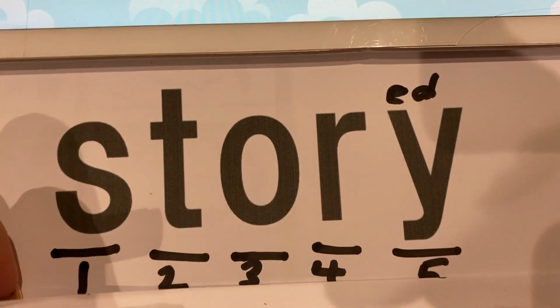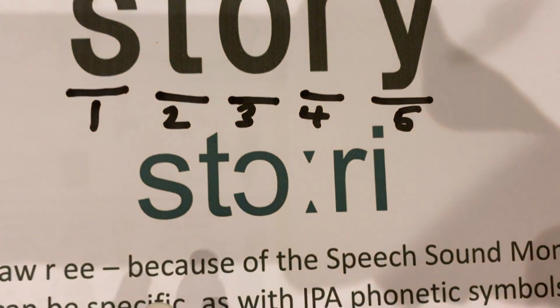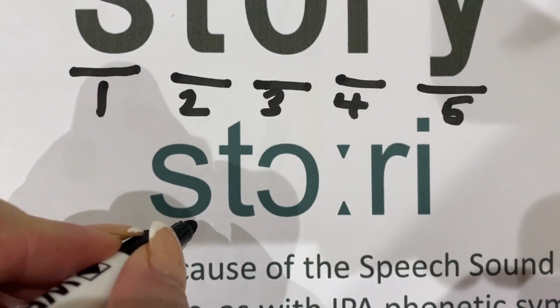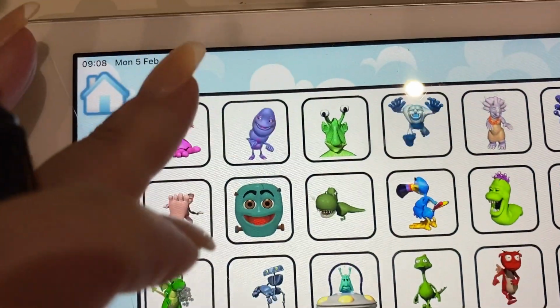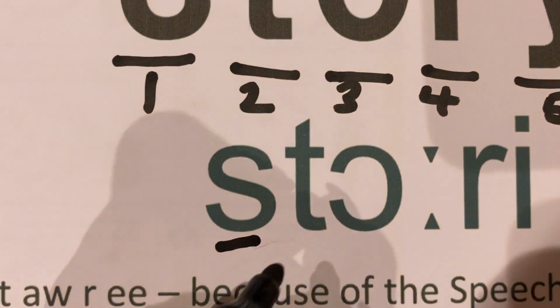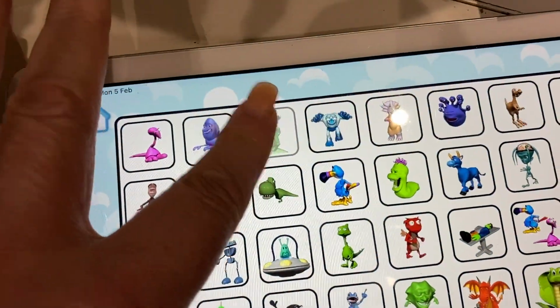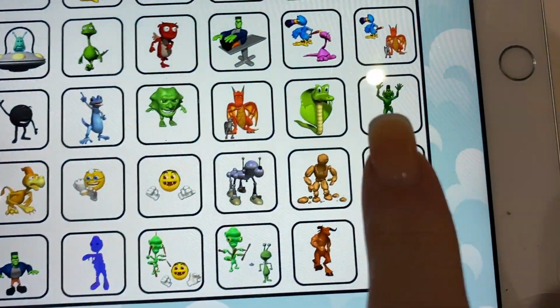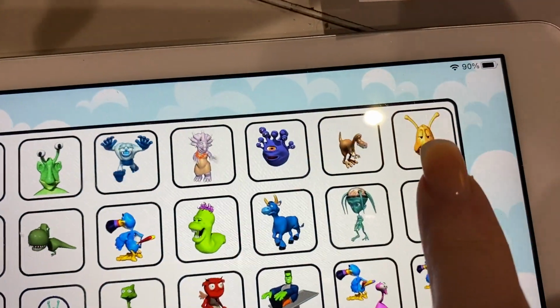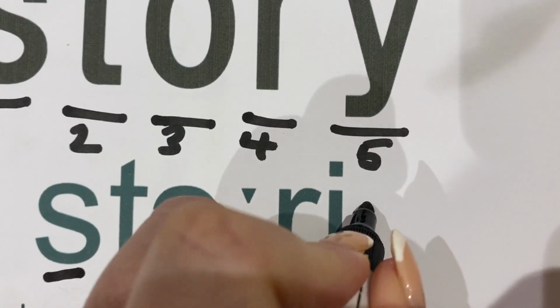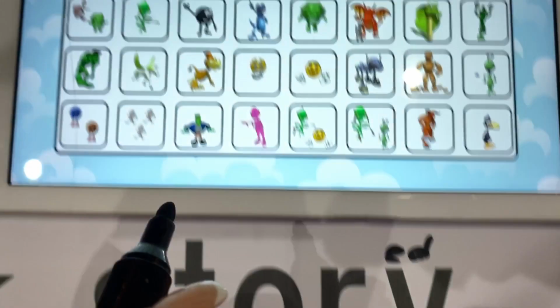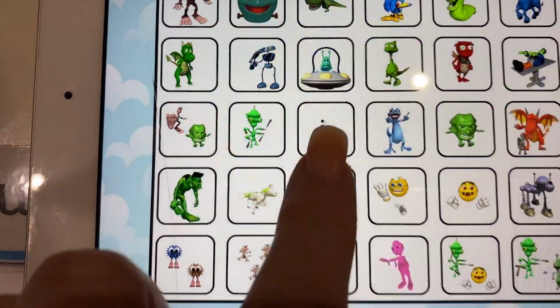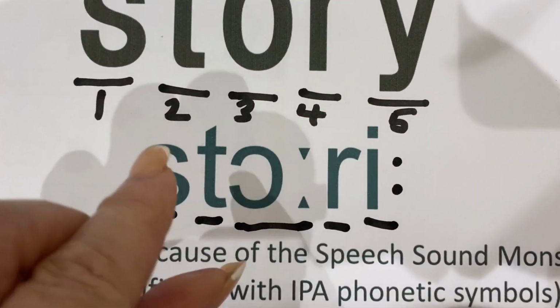story. Now, if you aren't sure, you would check the phonetic symbols. So here, that's the phonetic symbol for S. That's the phonetic symbol for T. That's the phonetic symbol for OR. That's the phonetic symbol for E. Actually, it should. Well, anyway, it looks like that. Story. So you've got S, T, OR, E.